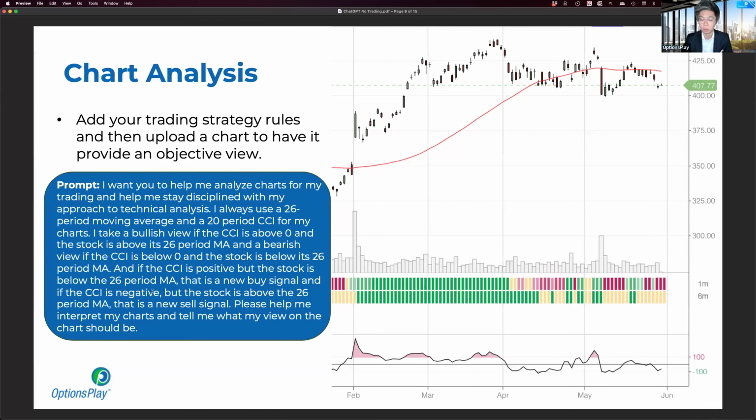So this is one way that you can potentially use ChatGPT to avoid that and be a lot more objective about your rules and a lot more objective of your trading. So this specific prompt that I have here, I'm going to copy and paste into ChatGPT. I'm going to show you how this works.